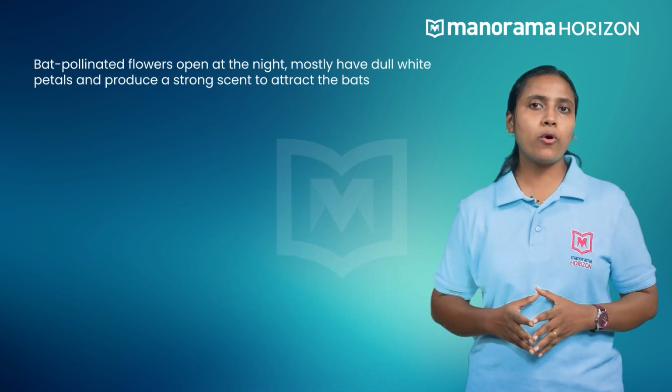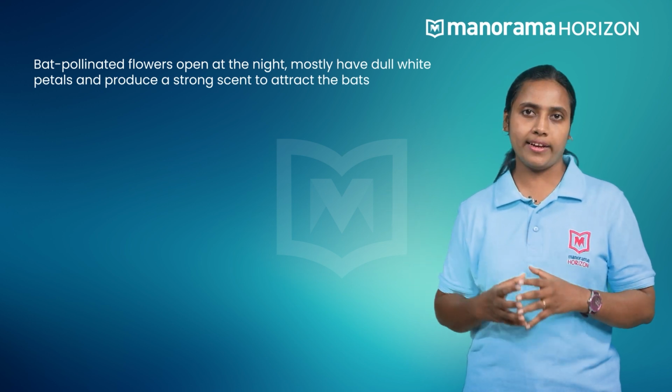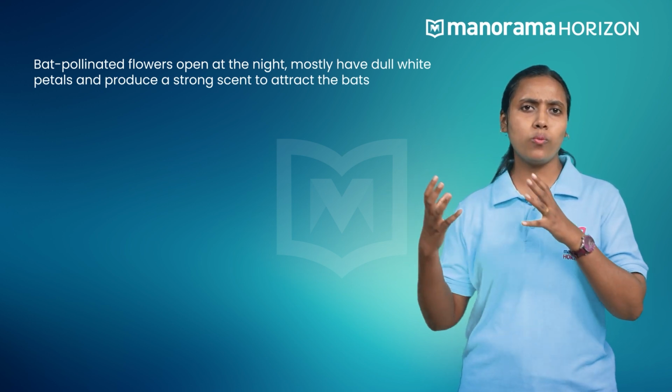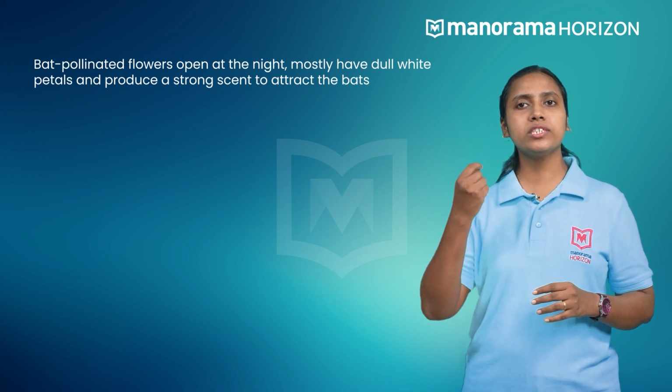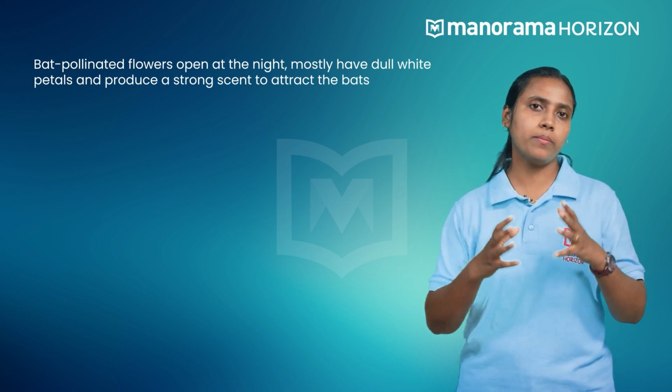Apart from insects, bats also serve as pollinators. But bats are nocturnal and they do not see well during daytime. So, how are they attracted to a flower such as that of Mucuna holtonii to pollinate it? Bat-pollinated flowers open at night, mostly have dull white petals and produce a strong scent to attract the bats.